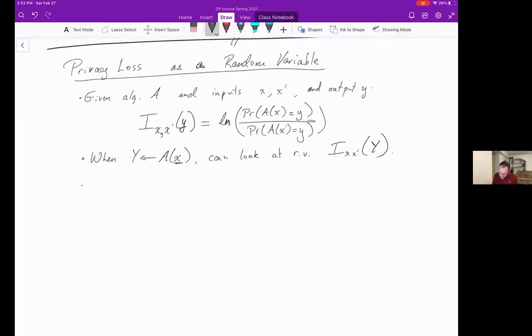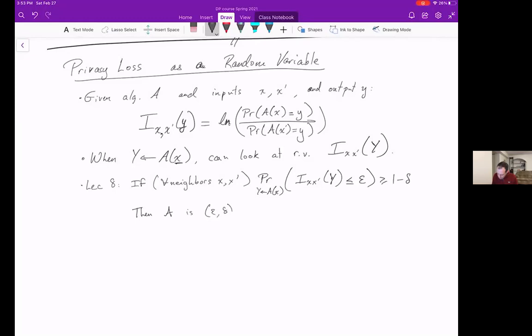Okay, so last lecture, what we saw is that if for all neighboring datasets X and X prime, we always have that the probability over y, drawn according to A of X, that this privacy loss is bounded by epsilon with high probability, then the mechanism, this algorithm A, is epsilon delta differentially private.